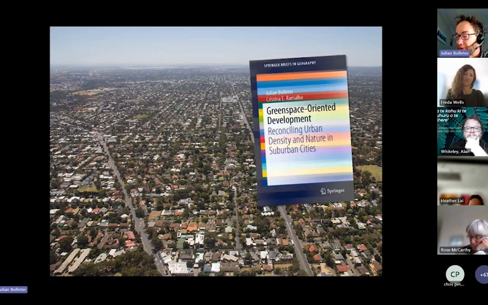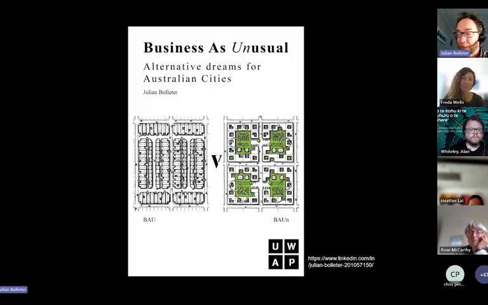There's a book on it, Greenspace Oriented Development. Happy to send a copy to Freda and she can circulate it. I've long since stopped trying to make money out of books. We're also doing another book, which is exploring GOD in a whole bunch of much smaller applications, such as living around communal backyards where you can share resources in this cover image. Hopefully it will be published by UWA Publishing. It's called Business as Unusual.